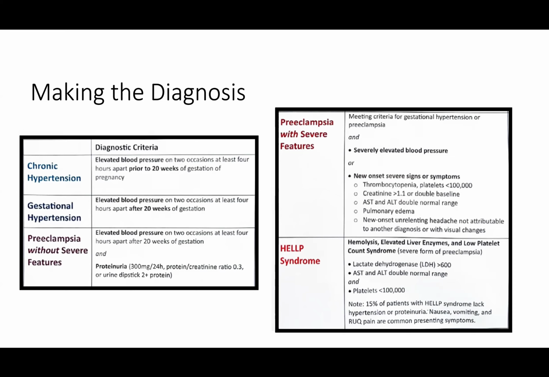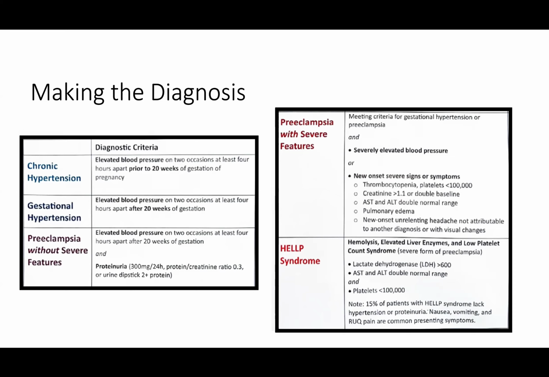Preeclampsia includes the elevated blood pressure, same criteria for diagnosis as gestational hypertension, and the proteinuria, so the protein being spilled into the urine. It's a little interesting. We talk about preeclampsia with severe features. What I like to point out is the first line there that says meeting criteria for gestational hypertension or preeclampsia. There are a lot of misconstrued thoughts, and I run into this with providers and patients, that if you have gestational hypertension and severe range blood pressures but you don't have a lot of protein in your urine yet, you're fine. You just have gestational hypertension, which is not true.